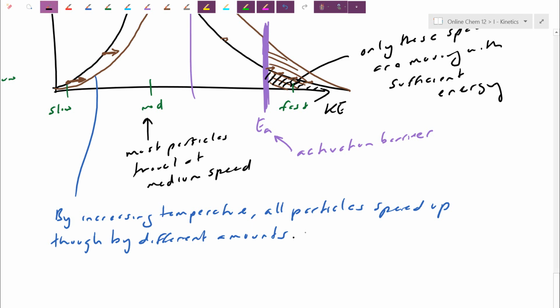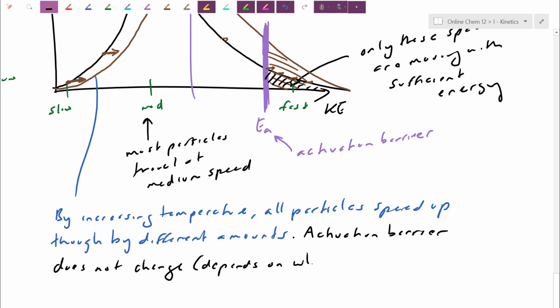Really make this point here. Activation barrier does not change. Right, you can make a note. Why is that? This depends on what bonds I'm breaking and forming. So I don't care whether you are doing this at a really hot temperature or cold temperature, my barrier stays fixed. But why does increasing temperature increase the rate then?